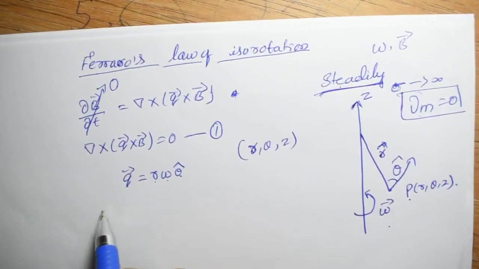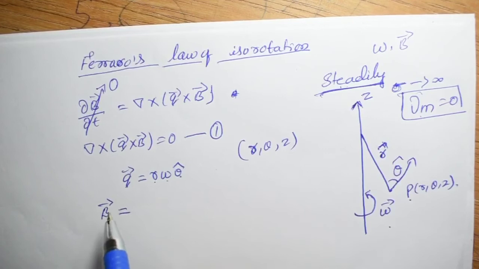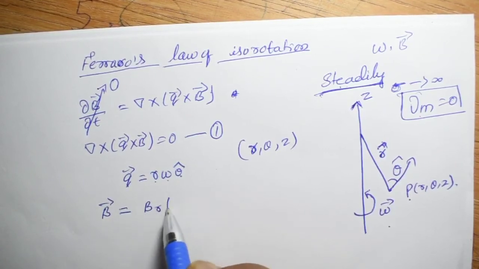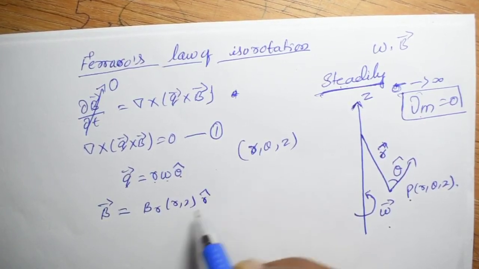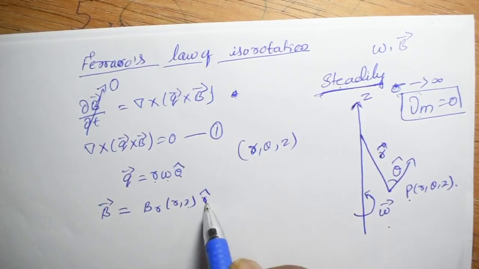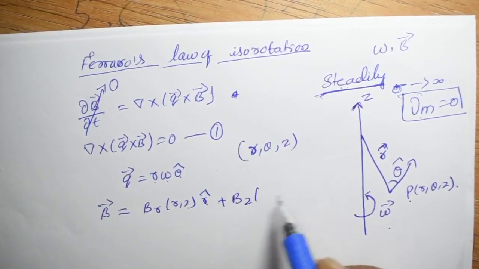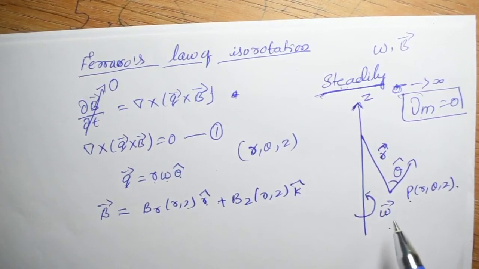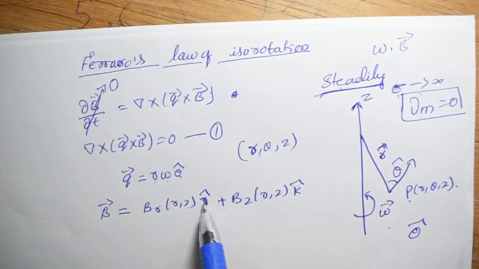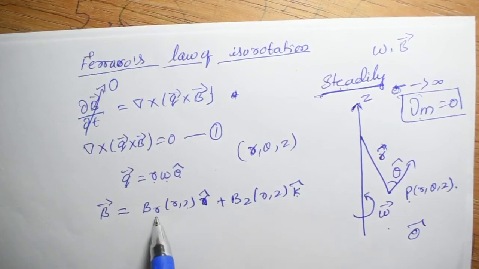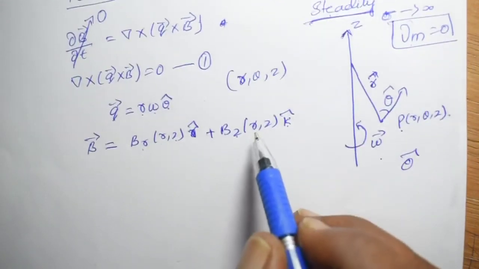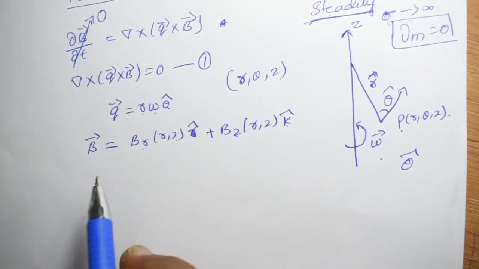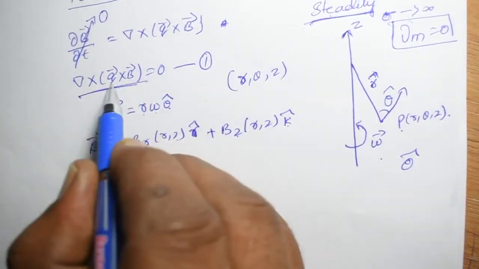Now I am going to take the applied magnetic field as Br of r comma z into r cap plus Bz of r comma z into k cap. That means there will be no magnetic field along the theta direction. We have taken only the r direction as well as the k direction, and Br and Bz both are functions of only r and z, right? Therefore, now you have to find the curl of q cross B.